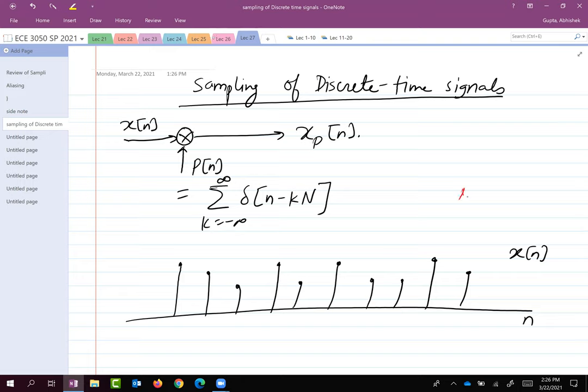Let's say my capital N is equal to 3, then I have to pick every third sample. So I'll pick this, then I'll leave two samples, then I'll pick the next one, then I'll leave two samples and pick the next one, and then pick the next one. So this is what my xp of n is going to look like. This is sampling in discrete time signal.